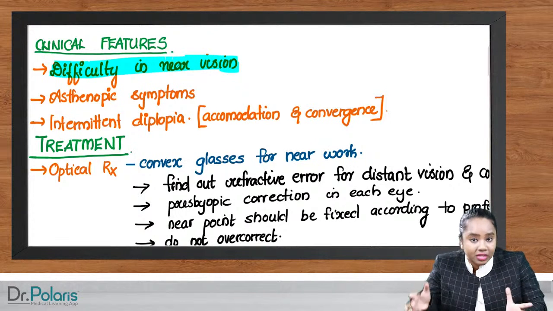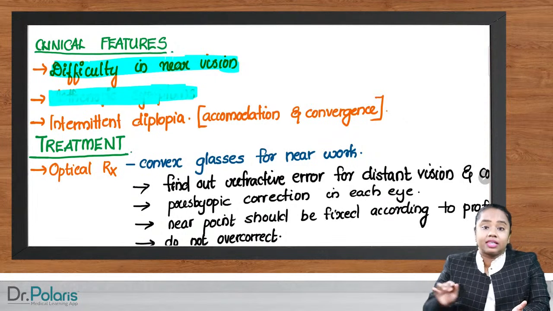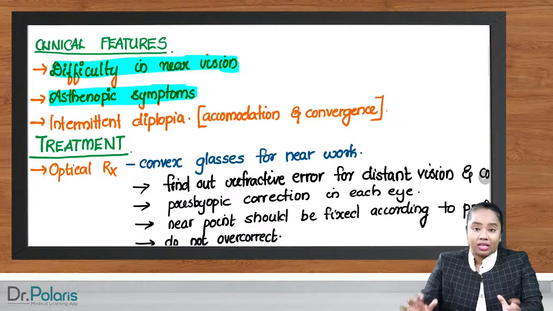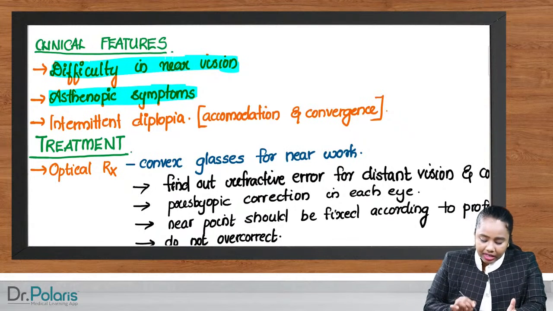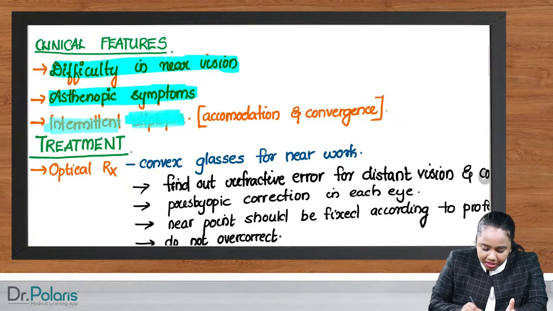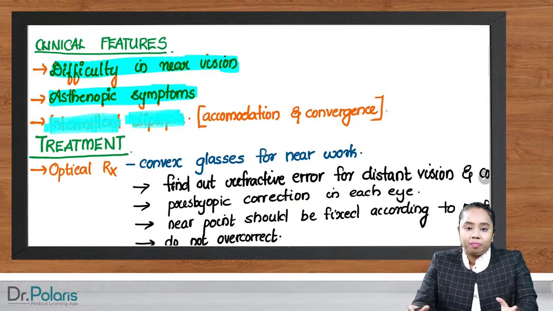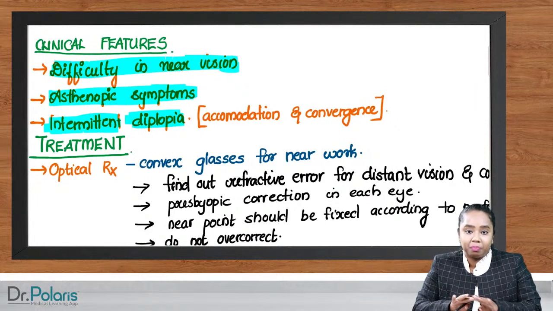So, initial asthenopic symptoms can be there in these patients also, like watering, spasm causing pain, ocular discomfort, all those things will be there. So, asthenopic symptoms are also there initially, but later it will give up. Another important thing is they will have diplopia, and it's usually intermittent diplopia. This is because there is an issue with the convergence as well as the accommodation being in play together.